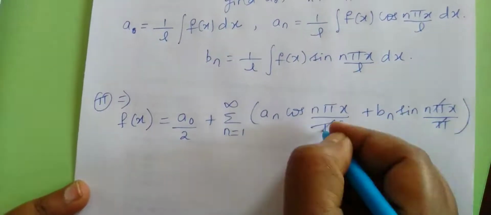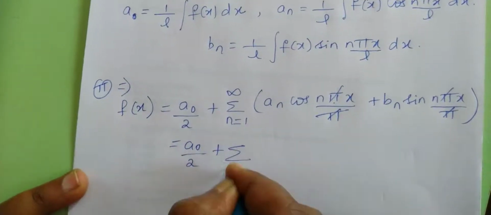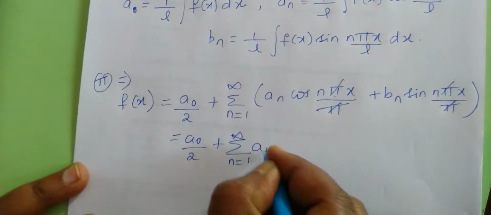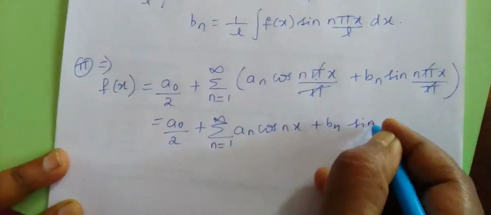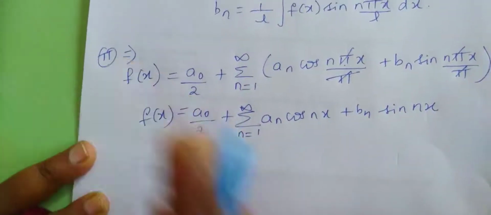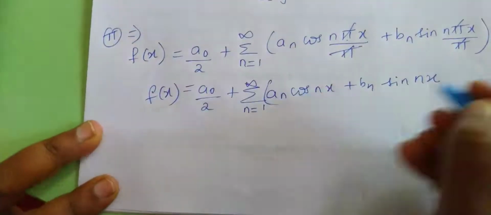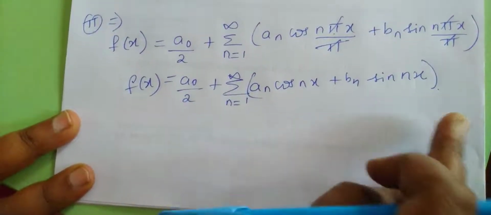Here pi gets cancelled, so I am remaining with a0 by 2 plus summation n is equal to 1 to infinity an cos nx plus bn sin nx. See, this is my f of x in the interval pi. This should be the whole bracket because the summation is for both the terms.